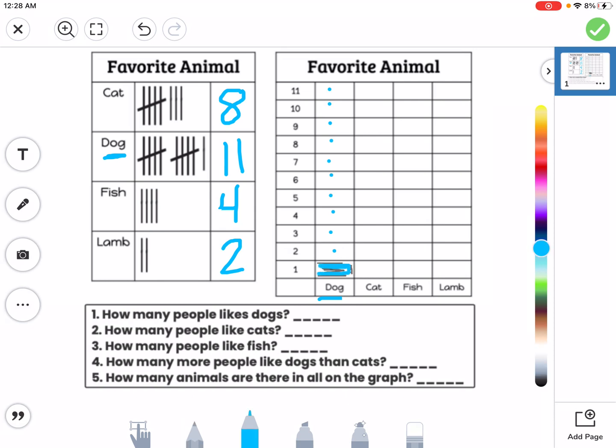Okay, so 1. I'm just going to do this right here. Actually, you know what? I'm going to use my highlighter to do that. Okay? So here we go. I color in 11 boxes.